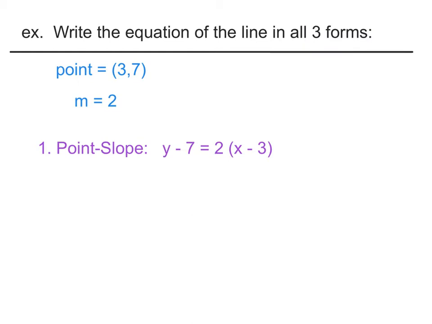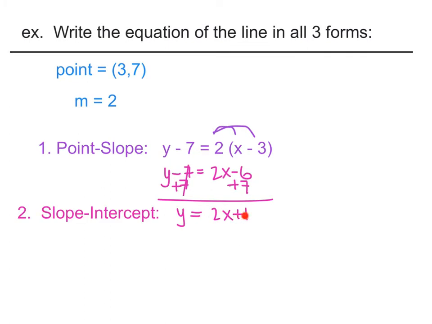So how do I get to my second equation, you might ask? Okay, I'm going to distribute the 2. Next, I'm going to add the 7 to both sides. And just like that, I have slope-intercept form. So form 1, I've got point-slope. Form 2, I've got slope-intercept. It did say 3 forms, so I am missing one. Oh, that's right. I'm missing standard form.